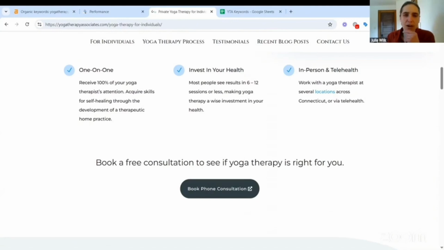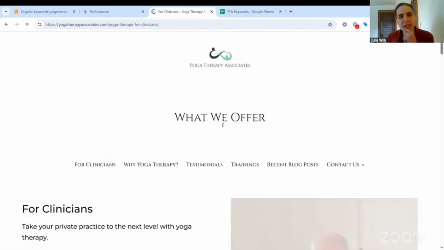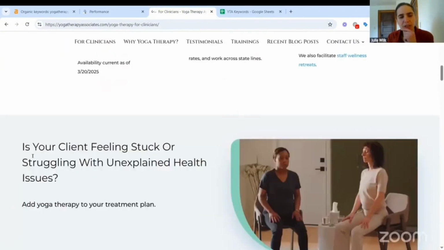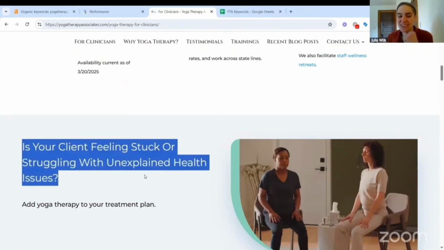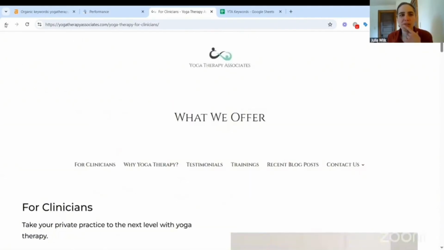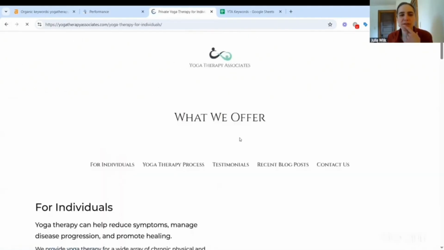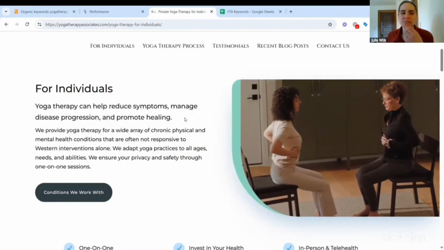I also noticed, going back to the page for clinicians, you have a really clear statement of the problem: is your client feeling stuck or struggling with unexplained health issues? This is a pain point a clinician could have. They're trying to solve someone's problem and you're offering a tool for them. We didn't really see the same thing for individuals. It's more like you're offering the solution, but you're not stating the problem it's addressing.